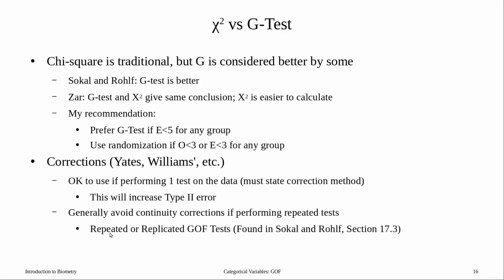So we're going to do repeated or replicated goodness of fit tests in a graduate level class. This method appears in the biometry book by Sokal and Rohlf. I know the library has this book, so if you're interested in it, you can look it up, or you can just look up repeated or replicated GOF tests, goodness of fit tests, to read about this stuff.